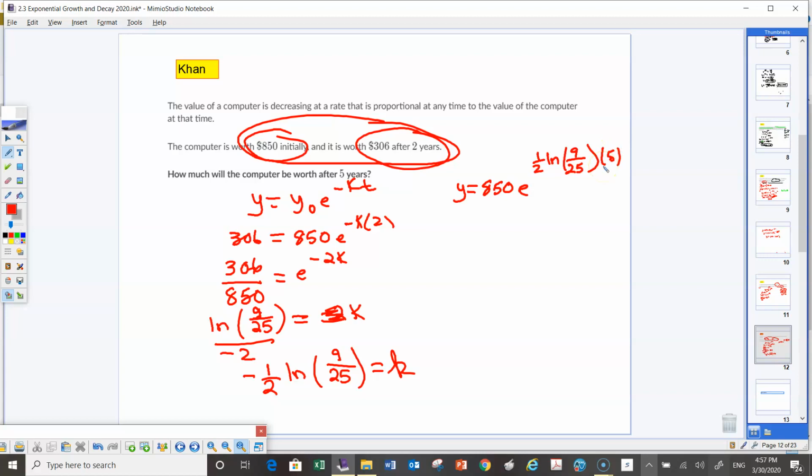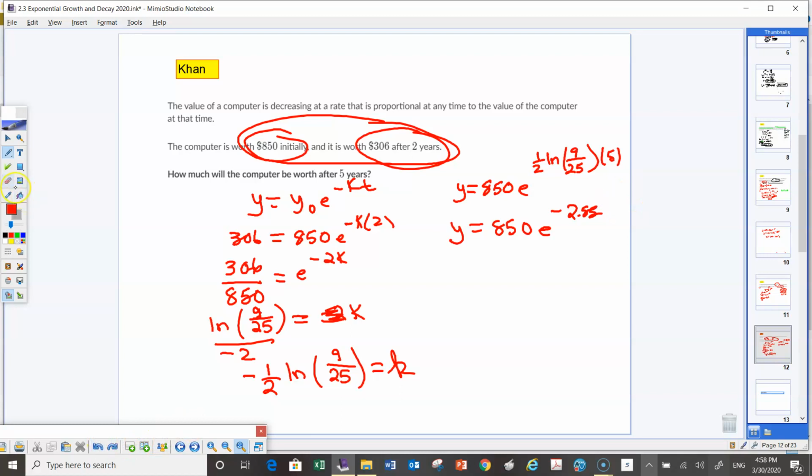Now be careful that you don't include the 5 with the logarithm when you evaluate the exponent. So let's evaluate the exponent first. So it's going to be the natural logarithm of 9 divided by 25. I'm going to multiply that by 5, and then I'm going to times that by 0.5, which is 1/2. And I end up getting an exponent of negative 2.5541. So 850 e raised to the negative 2.5541.